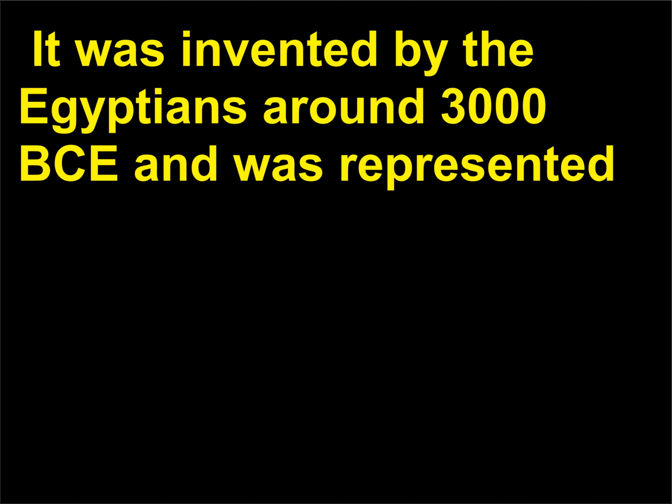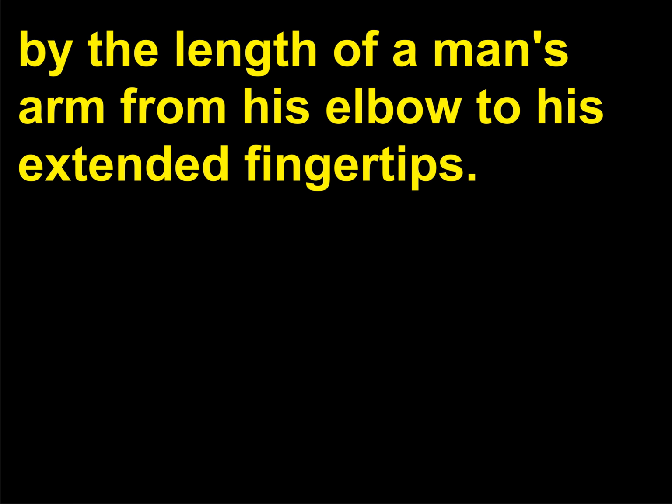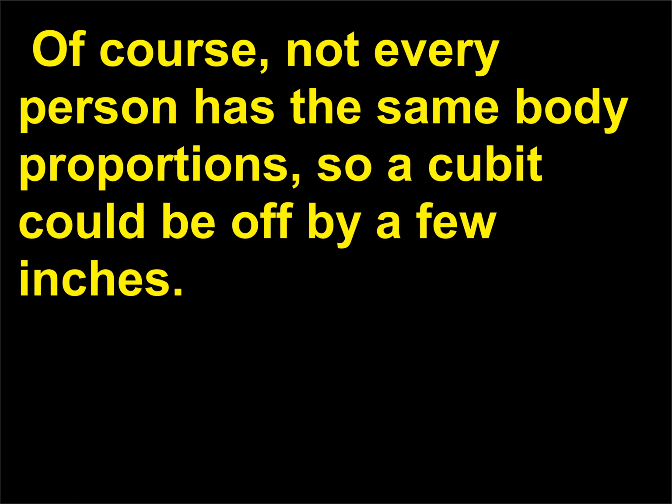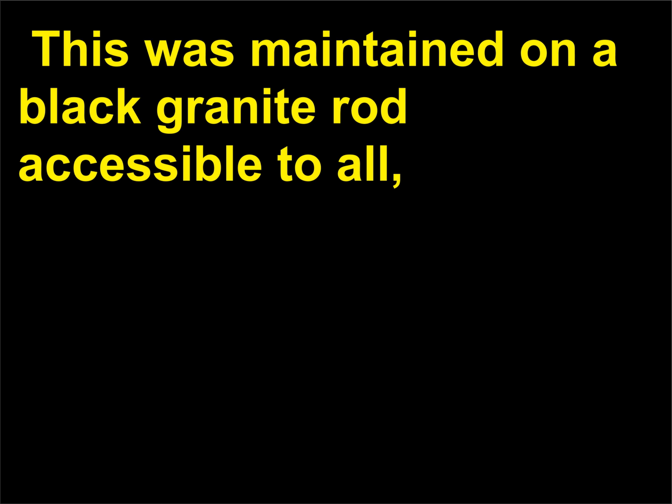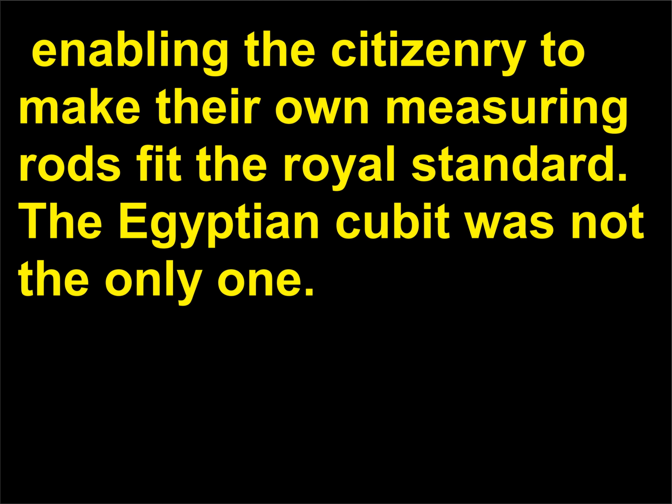It was invented by the Egyptians around 3000 BCE and was represented by the length of a man's arm from his elbow to his extended fingertips. Of course, not every person has the same body proportions, so a cubit could be off by a few inches. This was something the more precision-oriented Egyptians fixed by developing a standard royal cubit. This was maintained on a black granite rod accessible to all, enabling the citizenry to make their own measuring rods fit the royal standard.